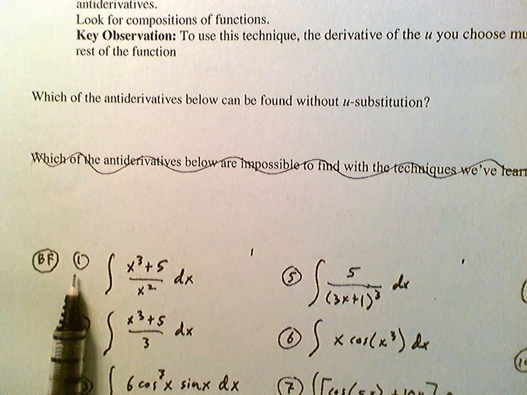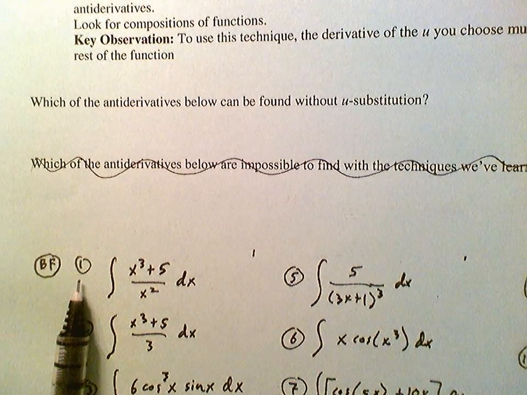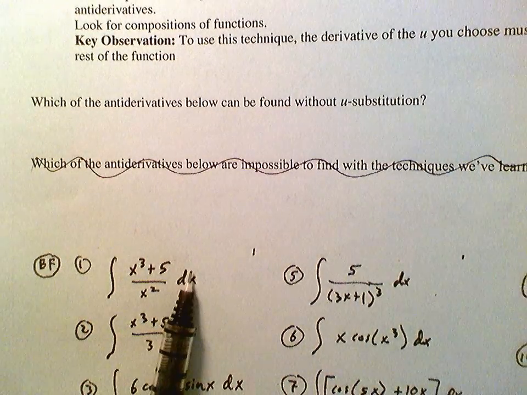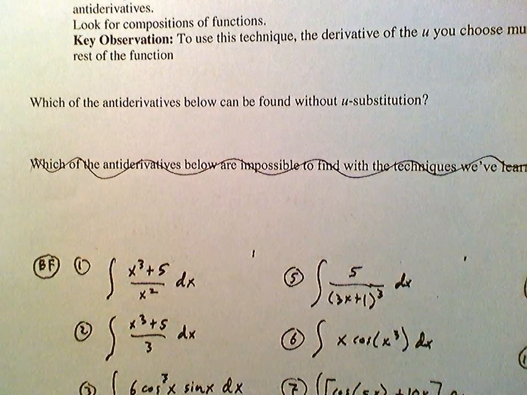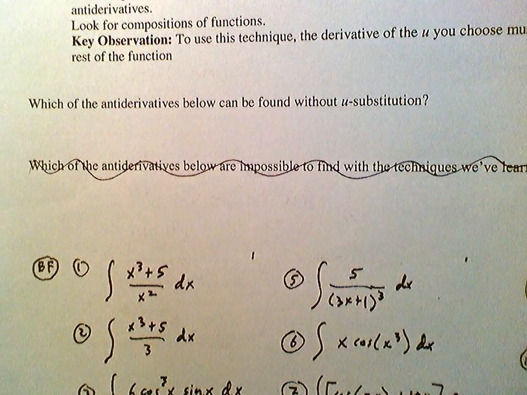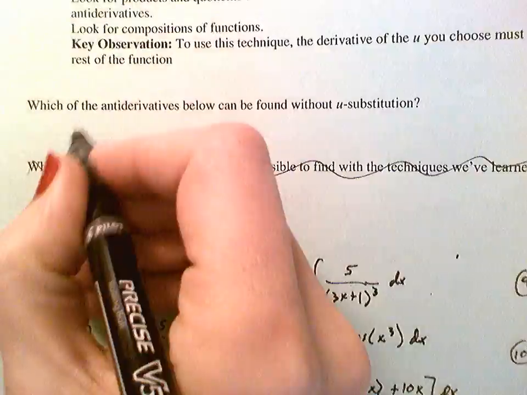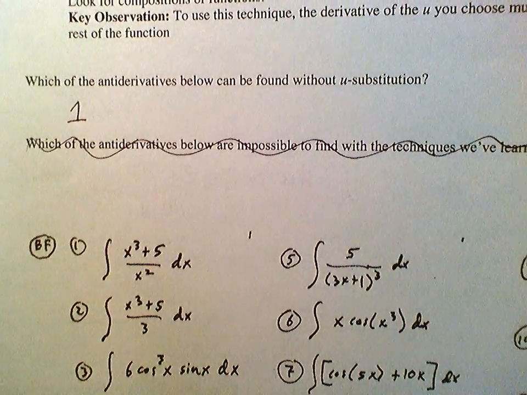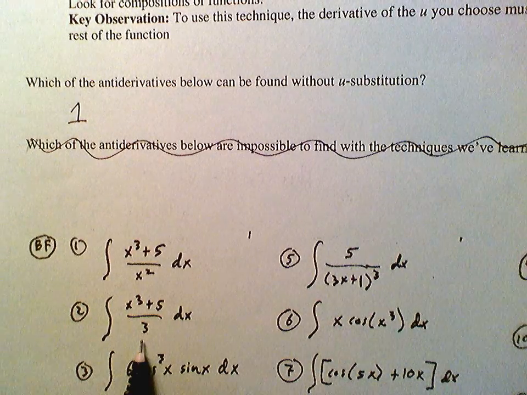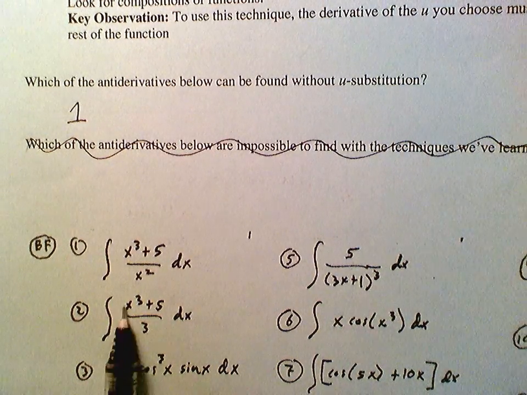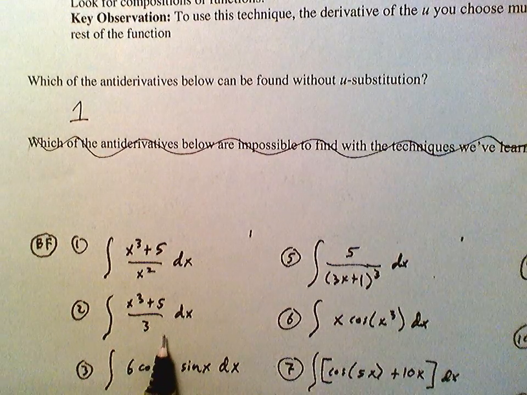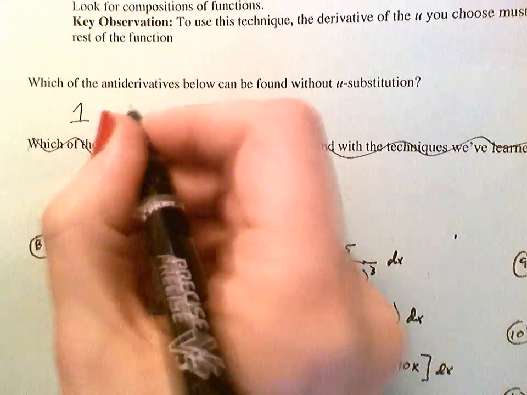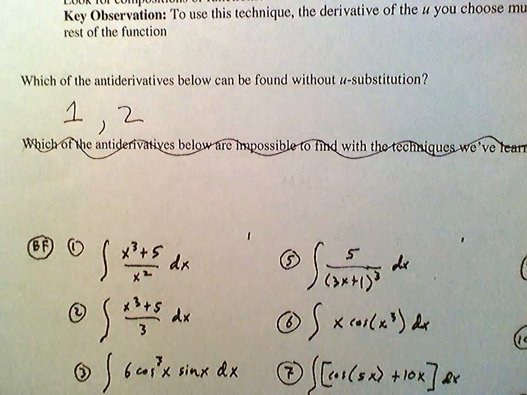Do we need U substitution? No, we don't, because you could split this up as x to the third over x squared plus 5 over x squared, and then bring everything up to the numerator to just use power rule. So number 1. Number 2, do we need U substitution for this? No, because same, we could just split this up, x to the third over 3 plus 5 over 3, and then we could find the antiderivative. So number 2, we don't need it.